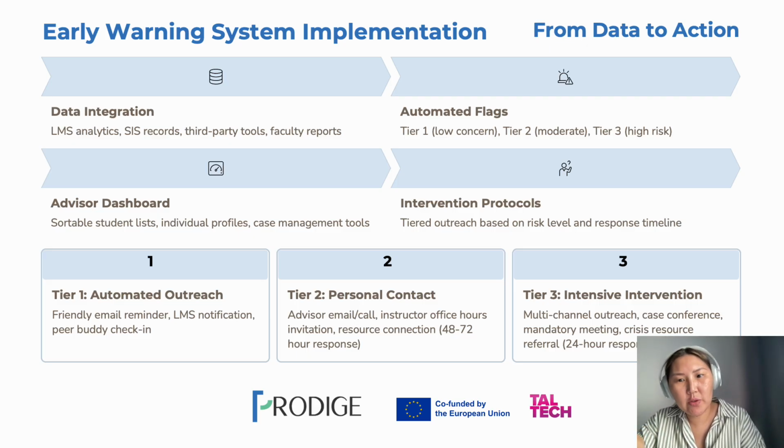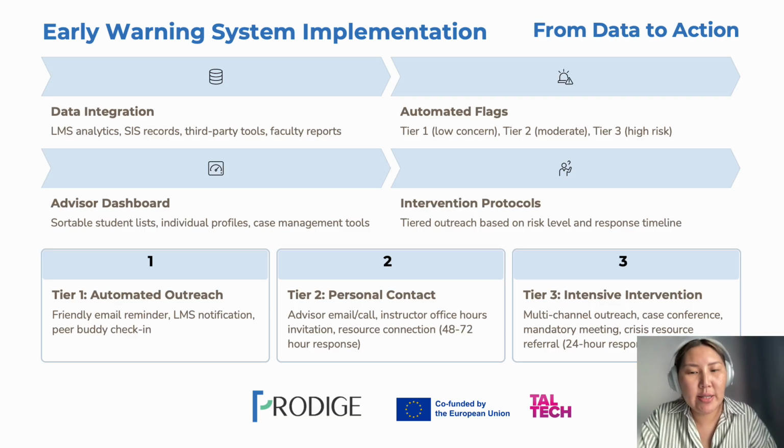And the intervention protocols, so these are the tier-based risk levels. So tier 1 can be automated outreach, so if it's a low risk one. Then maybe already we have in our template library, different type of email reminders, so we can send them LMS notifications and maybe a peer buddy check-in. So it's low intensity. Tier 2 is all about personal contact. So advisor sends an email and makes a phone call, and instructor invites the student to office hours, maybe connect them with resources. So here we need to wait for 48, 72 hours response from the students.